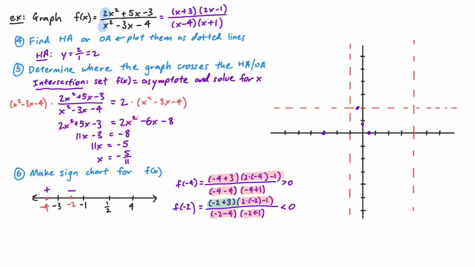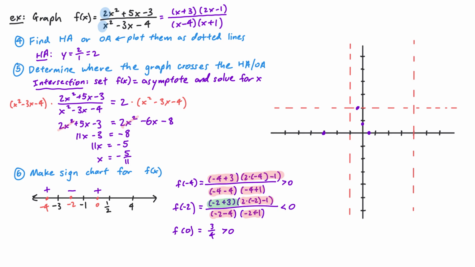For our next interval, for x values from -1 to 1/2, we can pick an x value like x equals 0. We've already evaluated f of 0 when we found the y-intercept. We saw that the output was 3/4, which is a positive number, so we're going to draw a plus sign on my sign chart. So next, we have the interval from 1/2 to 4.